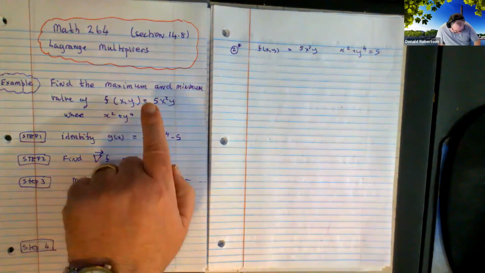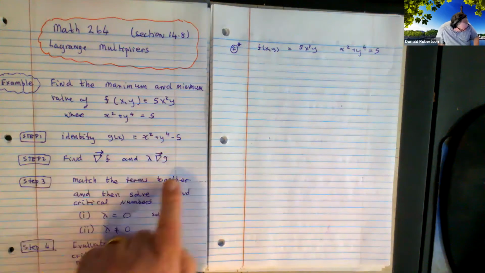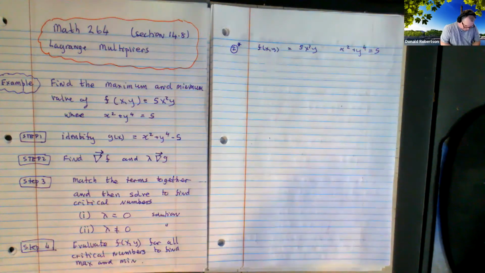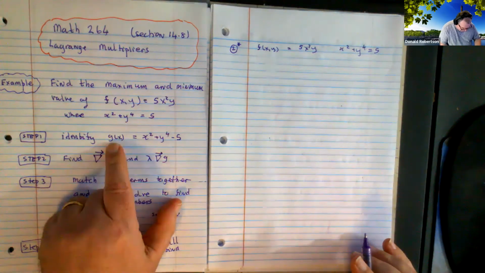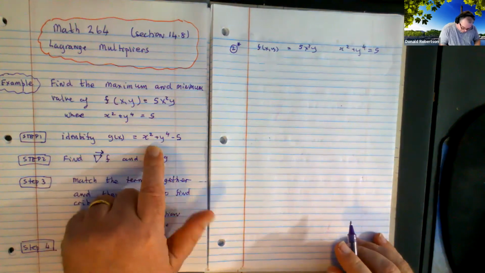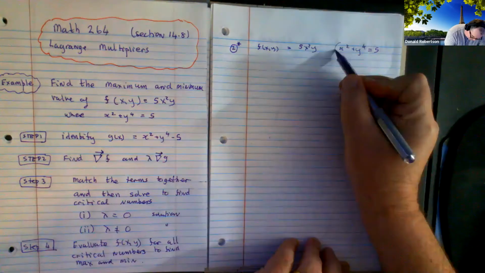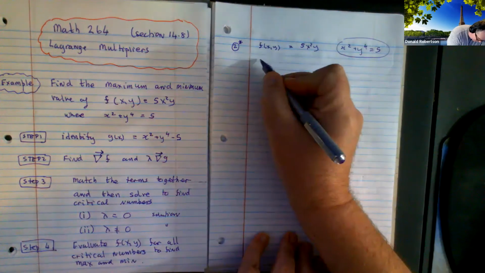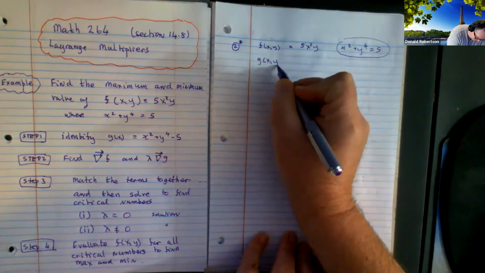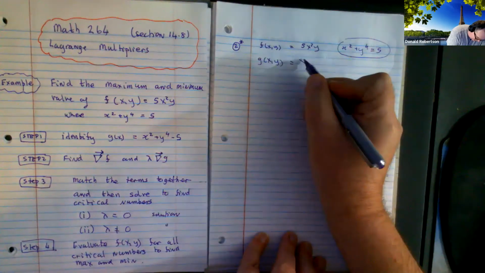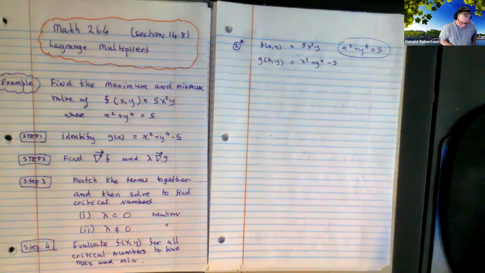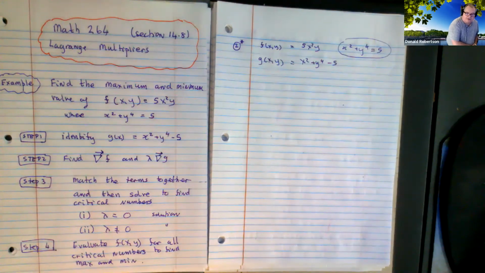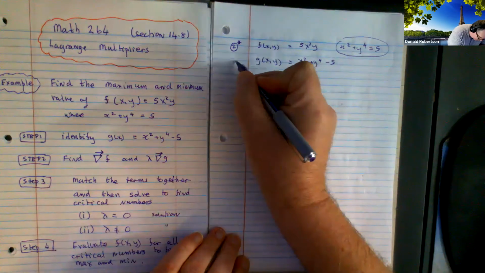So I'm going to go through this question, kind of going through this little list of things to do. The first thing you're going to do is identify who the g of x is. g of x is the letter I'm going to use for the constraint. So in this case, g of x is just going to be that guy. The simplest way to do it is just move everybody to the left-hand side. So x squared plus y to the 4 minus 5. Now, that's step 1 done.